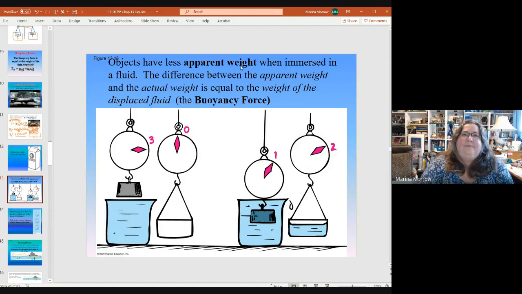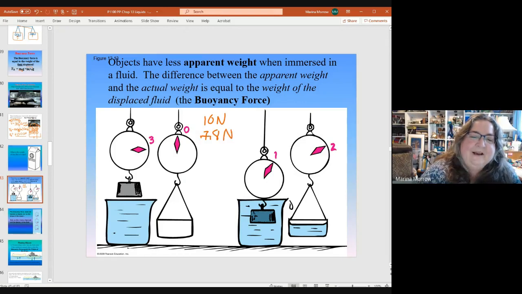Okay, so apparent weight is the weight when it's immersed in a fluid. In the example, we had 1,000 grams, which was 10 newtons of force. But when we put it in the water, it was down to 7.8 or so newtons. So we reduced the weight to 7.8. That would be the apparent weight when it's in the water, whereas 10 newtons would have been mg, the original weight.